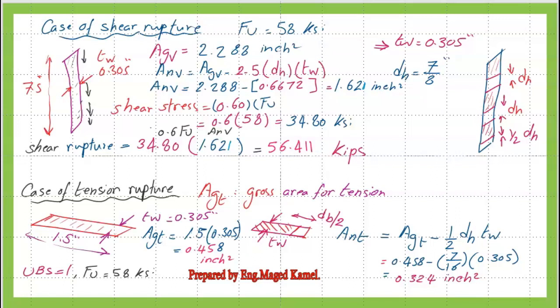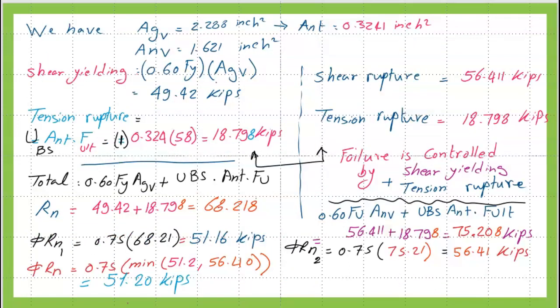Multiply the shear stress by the net area for shear to get the shear rupture, which will be equal to 56.411 kips. The value of shear rupture is bigger than the value of shear yielding. The case of tension rupture is repeated since it is common. Now we are ready to proceed to our estimation for block shear.